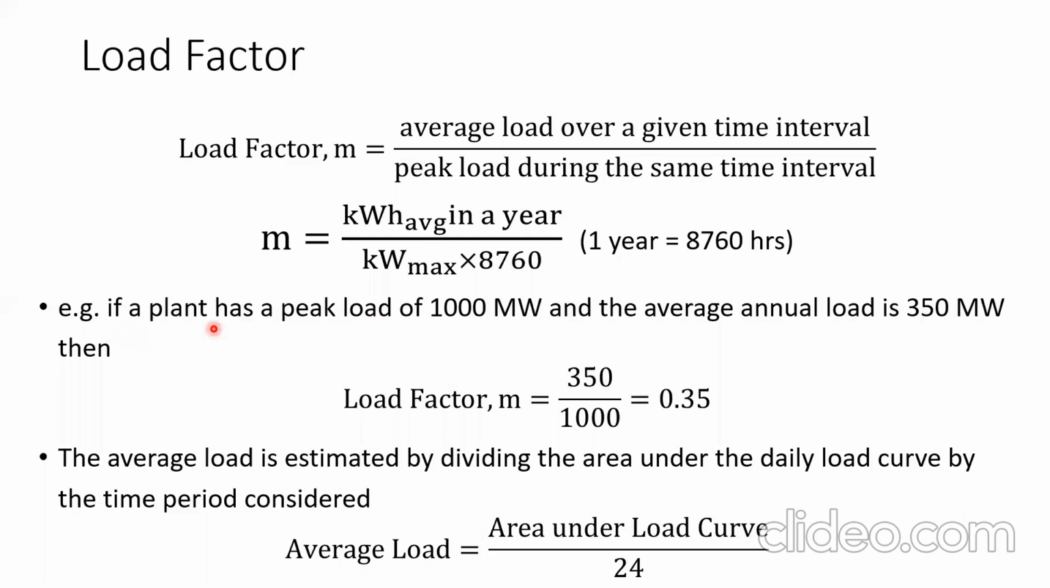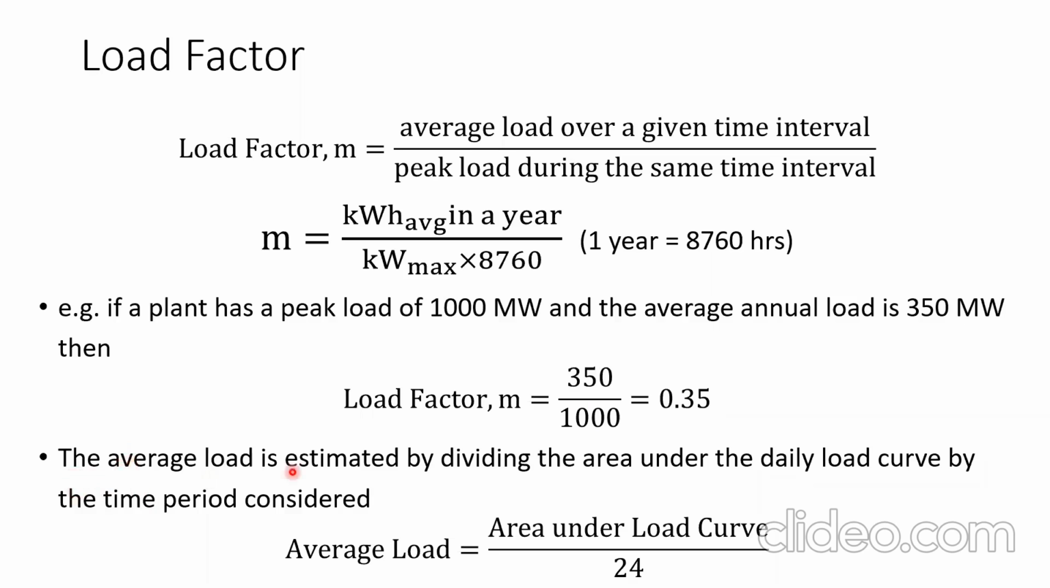For example, if a plant has a peak load of 1000 megawatt, and the average annual load is 350 megawatt, then the load factor will be m is equal to 350 by 1000, average load divided by peak load, which is 0.35. Such examples I will give you in assignments.